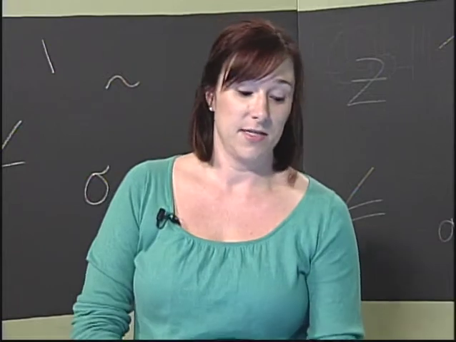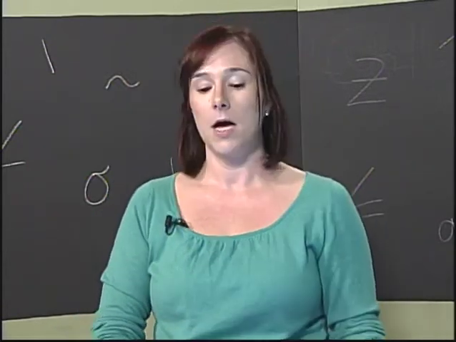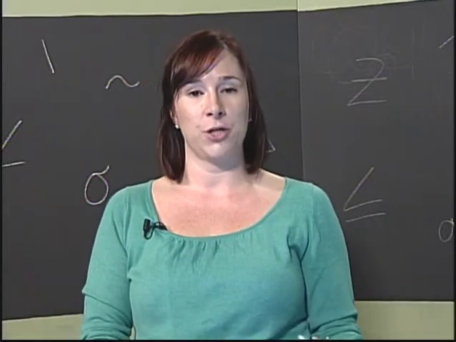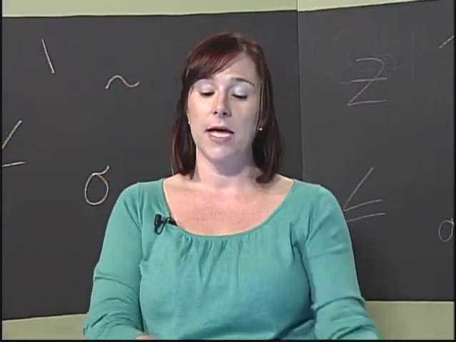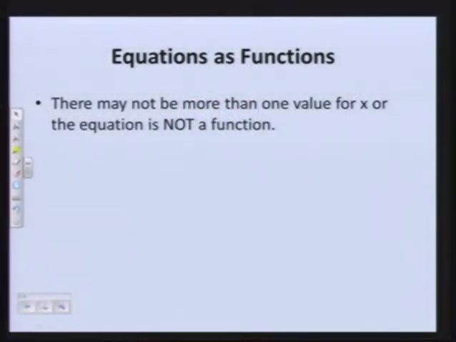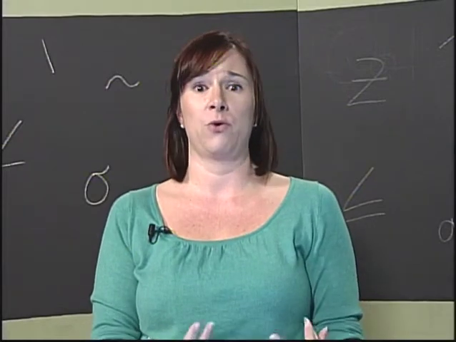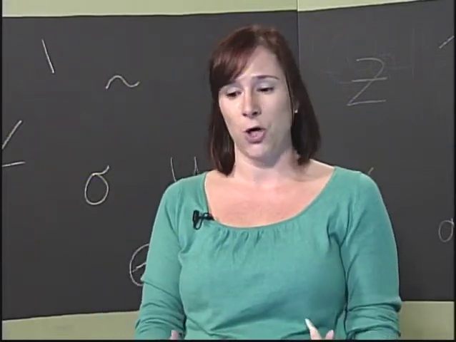The third type of example that we have are the equations, and those are a little bit different. When you're given an equation and you're trying to determine whether or not it's a function, still by saying the definition, there may not be more than one value for an x, or the equation is not a function. So when we're looking at equations, we're going to be doing the same thing, but we're kind of think about it in a different way. We're going to say, if we have a particular x value, is there going to be more than one y value paired with that x? That's what we want to determine.